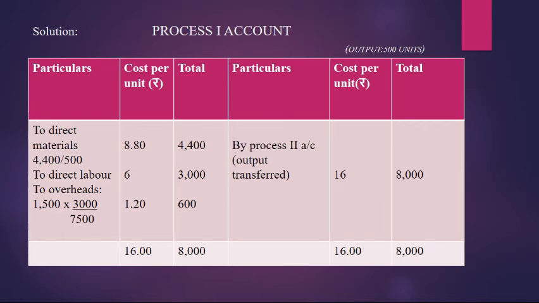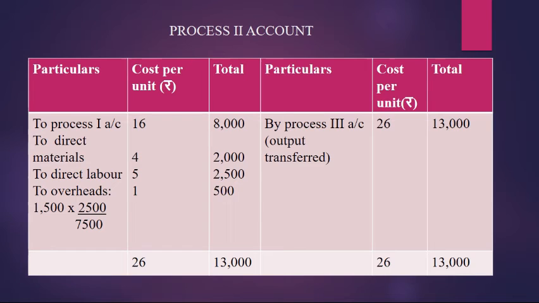The total is 8000. That will be carried to process 2 as input. Therefore, process 1's output is transferred to process 2's input, which needs to be processed again. So it is carried down to process 2 account, output transferred, cost per unit 16 and rupees 8000 in total. This is how we close the process 1 account.